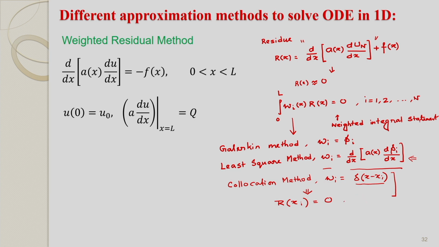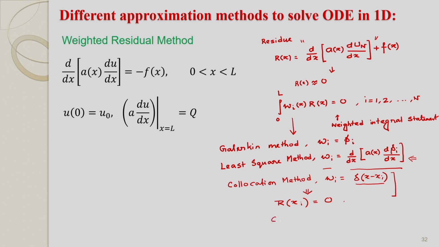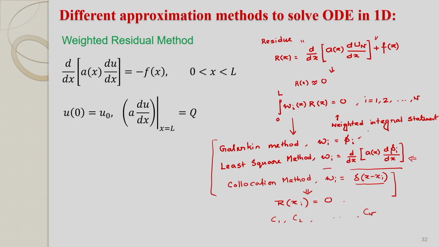In all these methods, I runs from 1 to capital N to give n number of equations which we use to solve for n constants C1 to Cn. Now, this class of numerical methods are called weighted residual method. They are only different for different choices of weight.